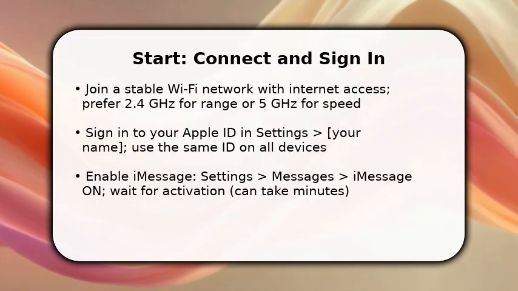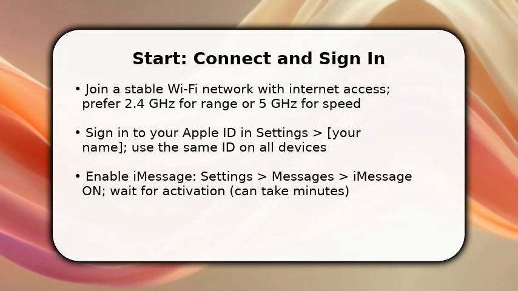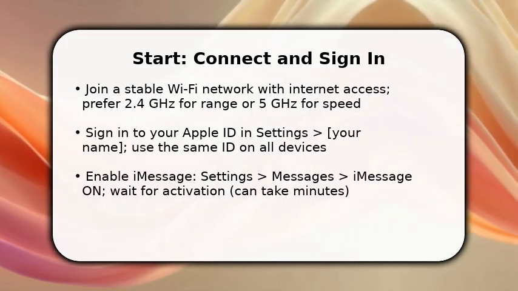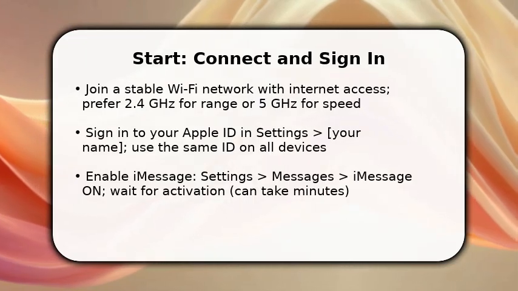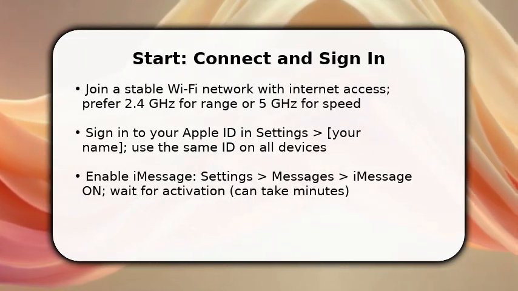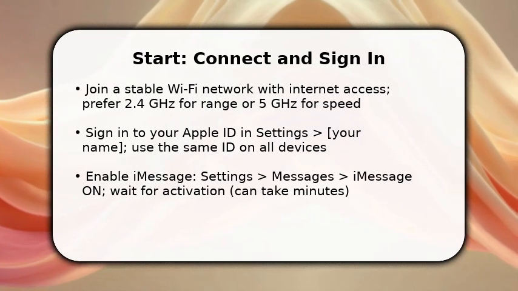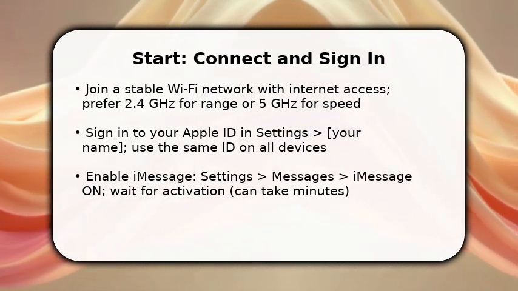Make sure your device time is correct because activation checks the server. Once done, verify send and receive shows your phone number and email addresses. This initial alignment tells Apple which endpoints to use, so future messages go over Wi-Fi instead of cellular.